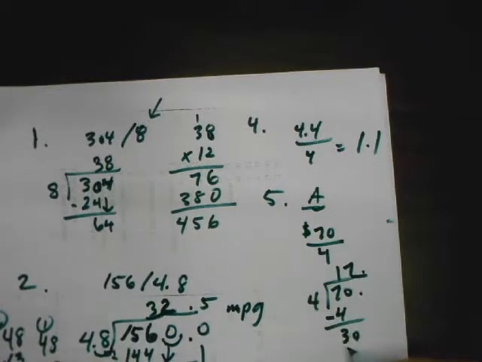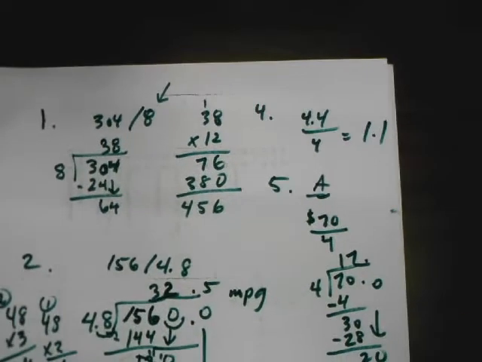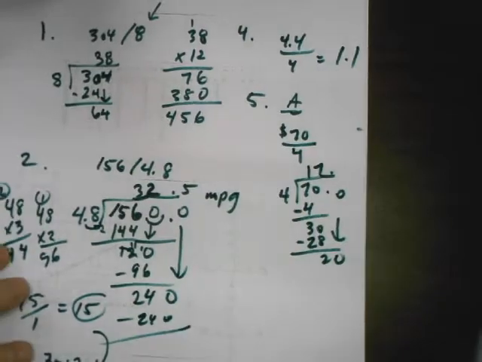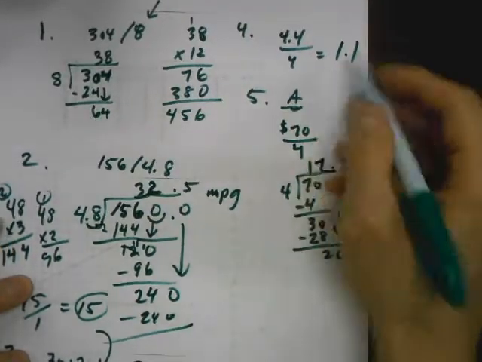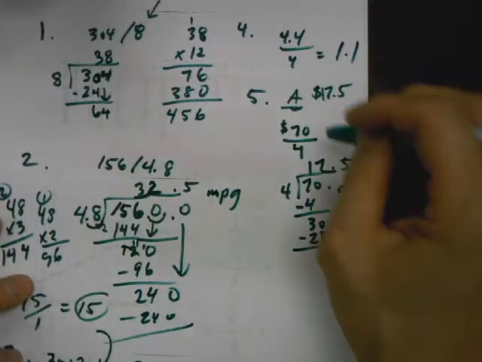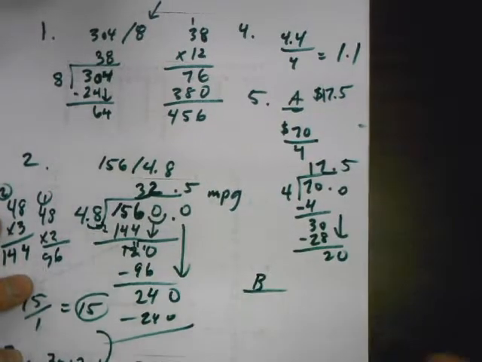4 goes into 30 7 times. Subtract. 4 goes into... Ooh, sorry, I'm running out of space here. Let me bring this up a little bit so you can see more. 4 goes into 25 times. And the unit price for Company A, they're charging $17.50 a shirt. How did I do that? I divided money by the number.